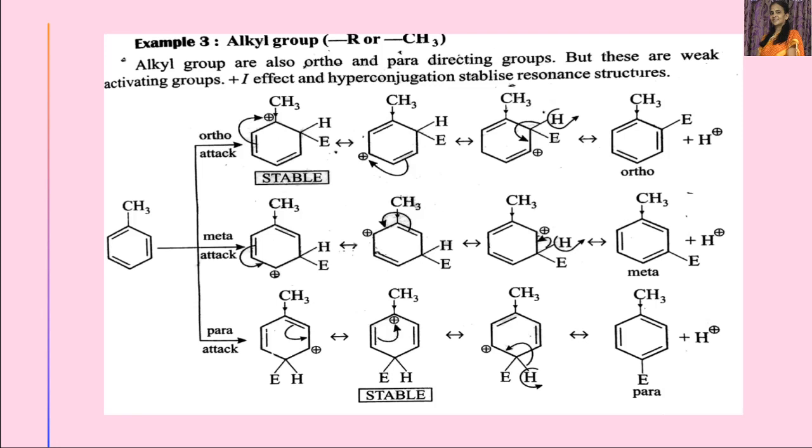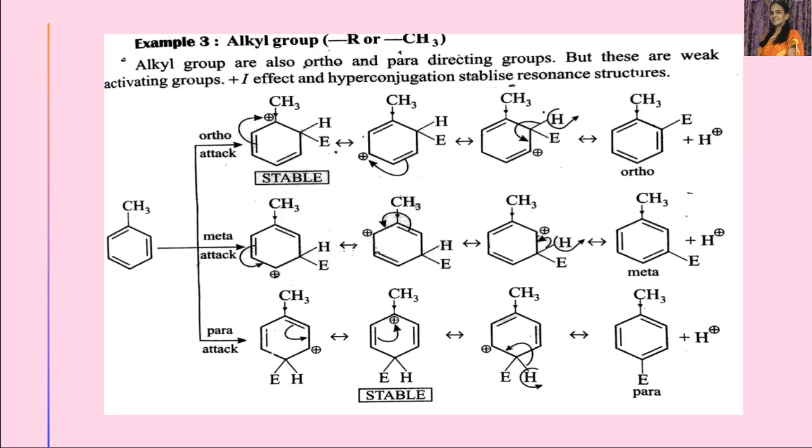You can see here. Then what happens? We will get different resonance structures where the positive charge is delocalized throughout the ring. Now, finally, this resonance, that is the sigma complex, loses this proton. Then we get the ortho disubstituted product.